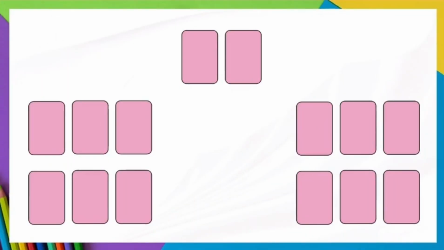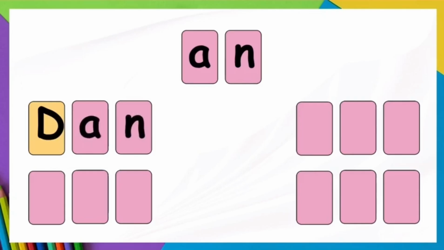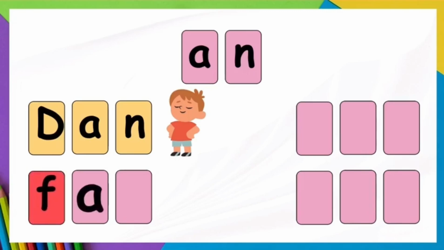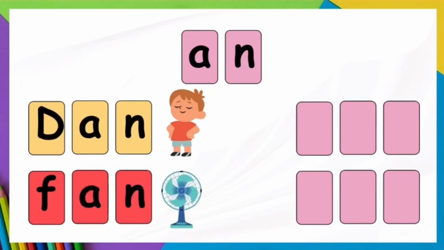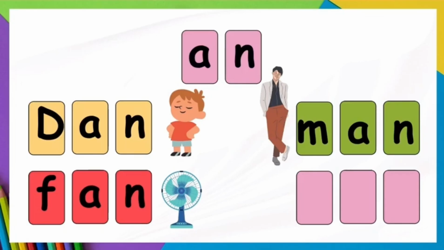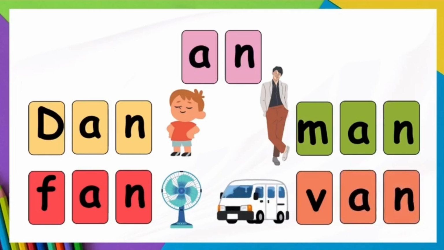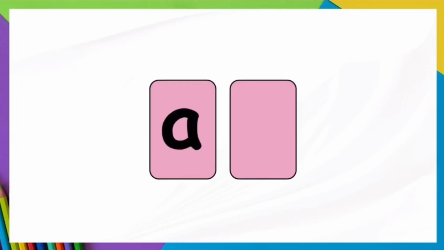Let's practice. An, d, an, dan, f, an, fan, m, an, man, v, an, van, a, p, app, app. Great, just blend the sounds of the letters.